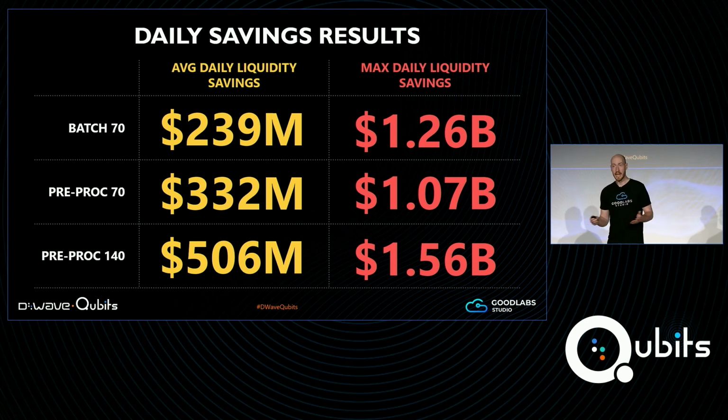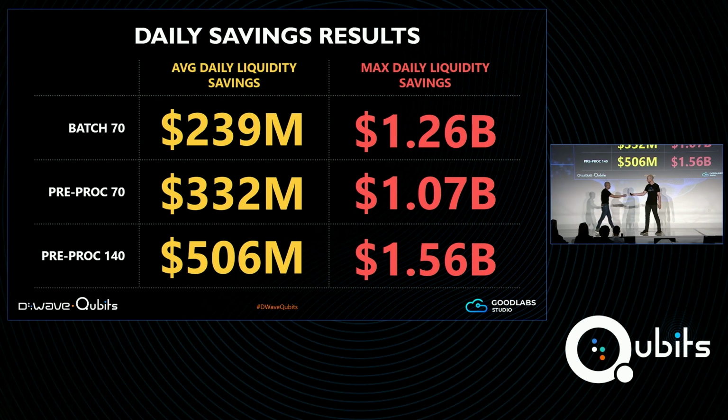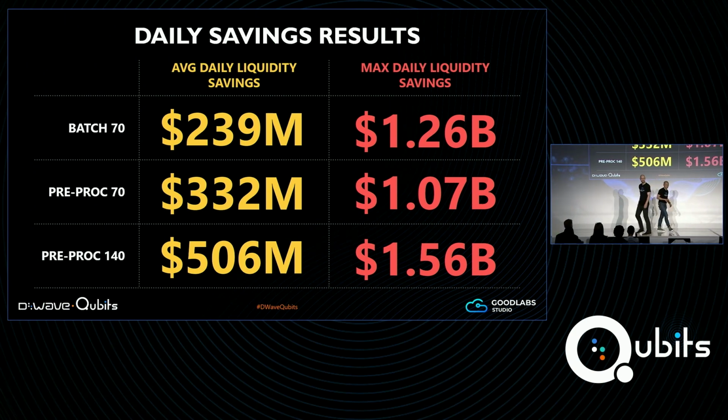Running through our data, averaged out, we see an average daily liquidity of about 500 million with a respectable maximum of 1.5 billion. With that, I would like to pass it back over to our fearless founder, Thomas, for conclusion. Thank you. Thank you, Donald.